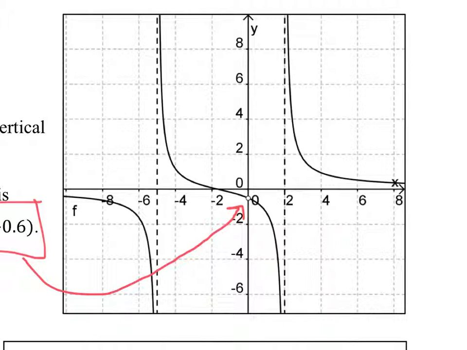If you ever plug something in and you get 0 over 0, it also means it's a hole. If you ever plug something in and get a number over 0, it also means it's a vertical asymptote. So you don't have to factor, but you're going to sit there and try numbers all day, and just plug them in, it takes forever. So start by factoring so that you can identify the zeros in the numerator and or denominator.